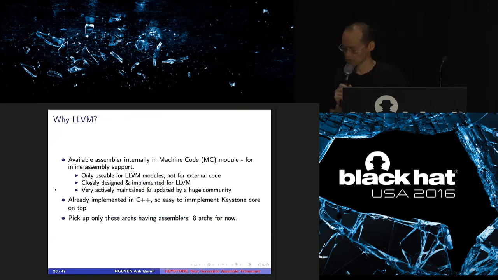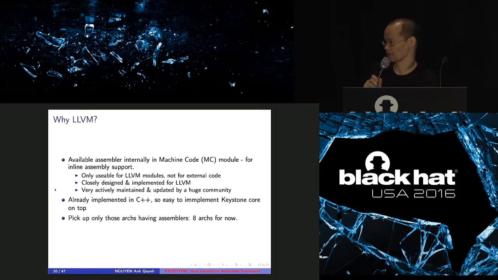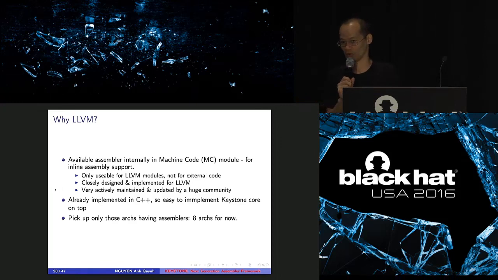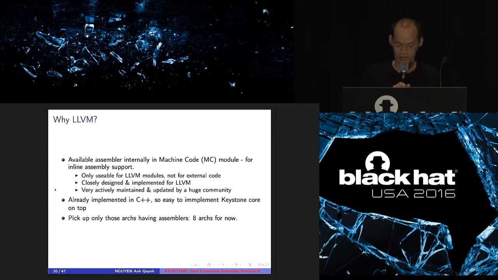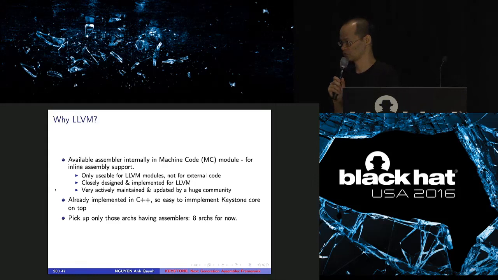The reason I forked LLVM to build Keystone is that MC supports all those assemblers I want, because MC needs to support inline assembly for the compiler. So they have assemblers for all those CPUs. But note that LLVM doesn't support inline assembly for all those CPUs. LLVM supports about 20 architectures now, but they only support inline assembly for about 8 architectures. So Keystone supports only 8 architectures for now.